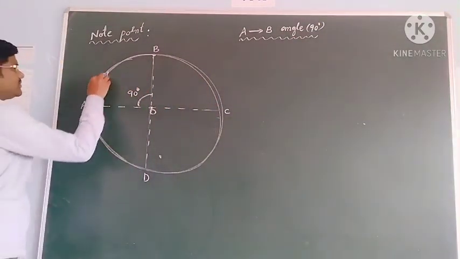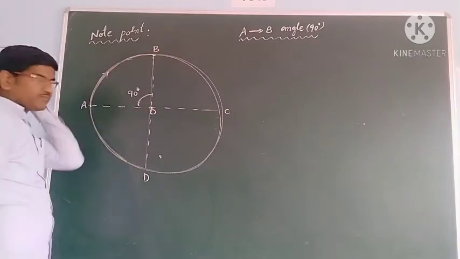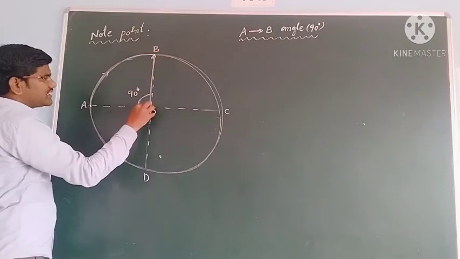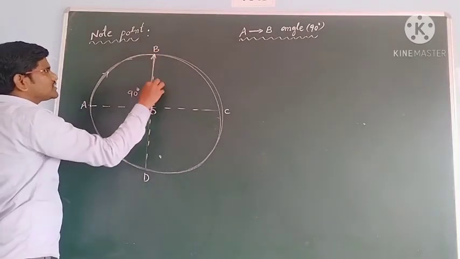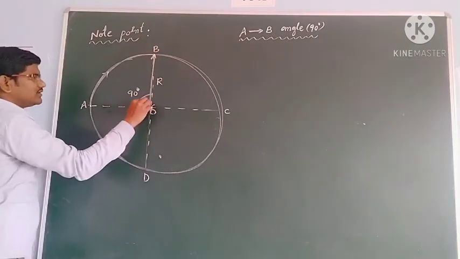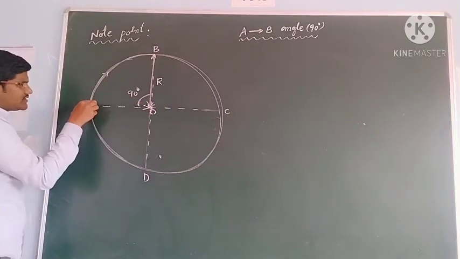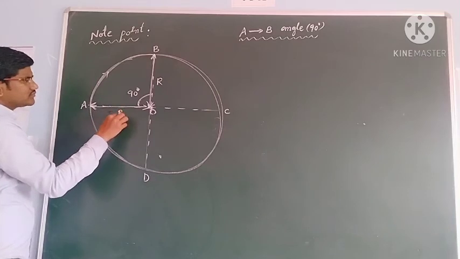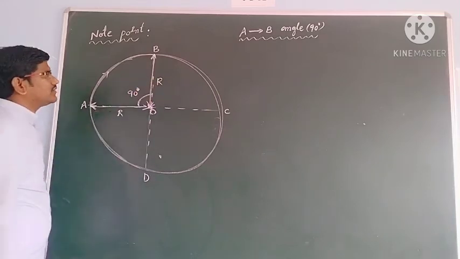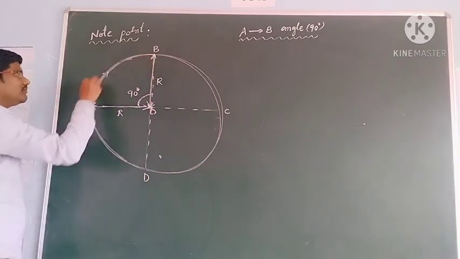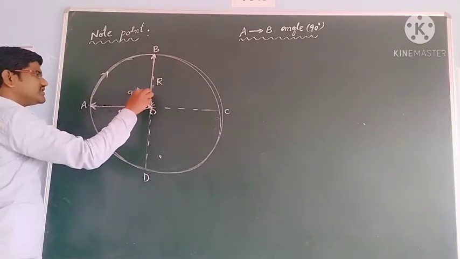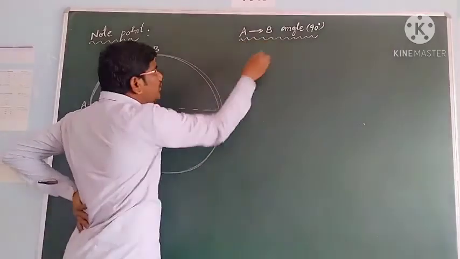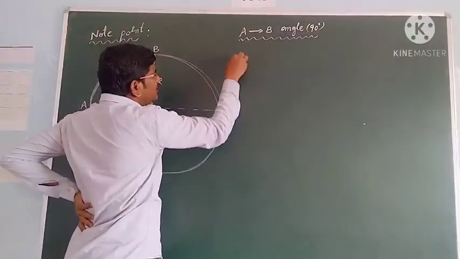So distance means arc length AB, and consider its radius is R. So this is the center of the circle, this is called radius R. This is also the center of the circle and radius R. So R and R, and this is the arc making an angle at the center of the circle. This arc length AB, from A to B, I want.